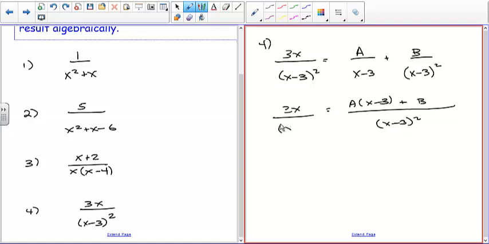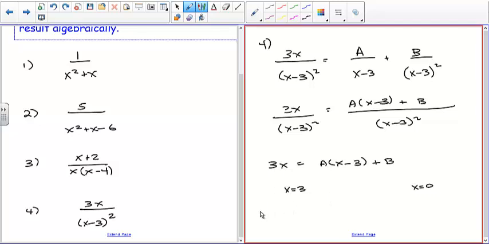And now we're back to the same situation. We have the same numerators, so we'll have 3x is equal to a times x minus 3 plus b. So you can choose two values of x, but one of the values of x is 0. So what we'll do is we'll choose x equal to 3. That'll make that go to 0, and we can solve for b. And then we'll choose x equals 0, and then we can use the value for b that we've calculated to calculate a.